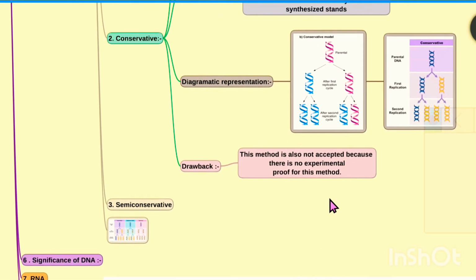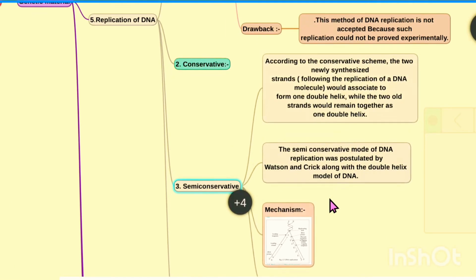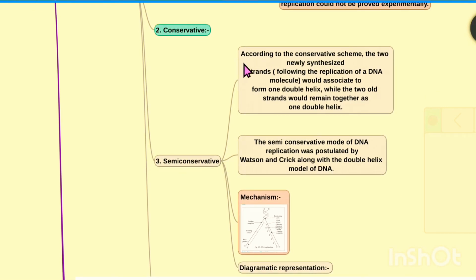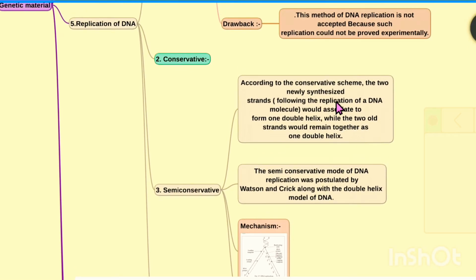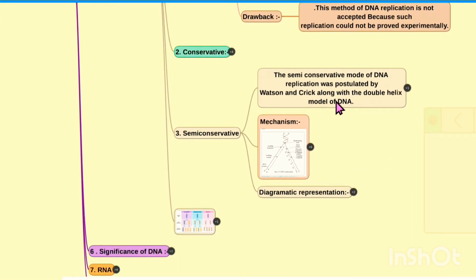Also we'll see the most important one, the semi-conservative method. According to the conservative scheme, the two newly synthesized strands following the replication of the DNA molecule would associate to form one double helix, while the two old strands remain together. Sorry, this is the conservative one, not semi-conservative. Okay, so we move on.